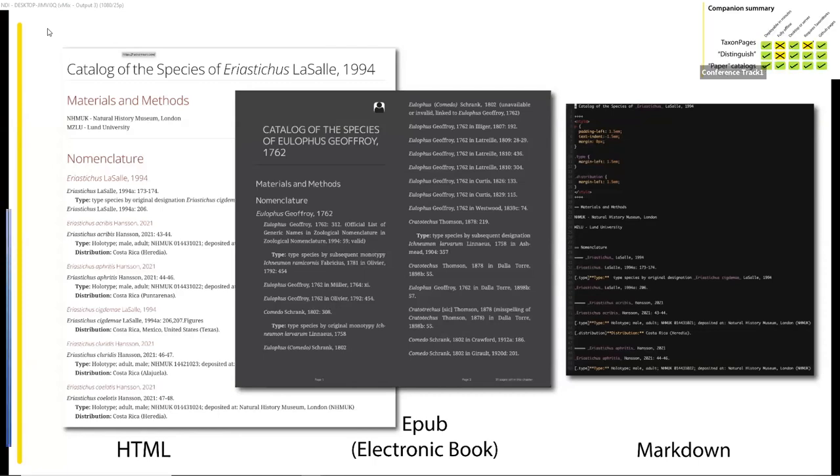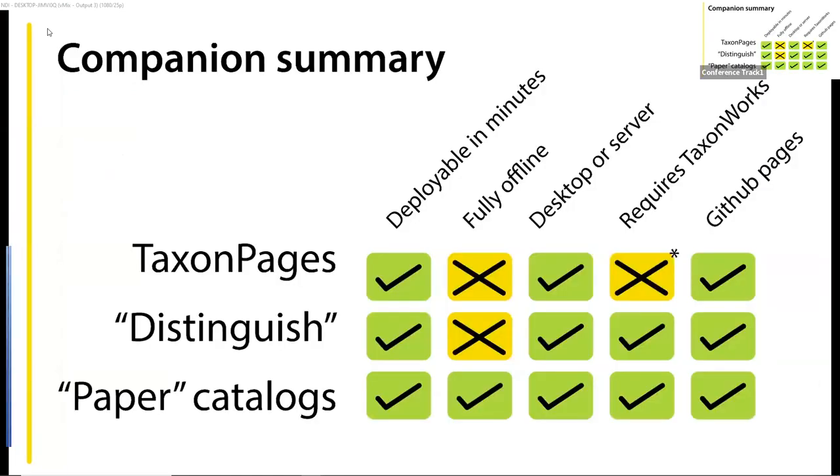So in a summary of all of those features, all of these things are literally deployable in minutes now. We've worked with students, we've done it in workshops where we've shown examples of deploying these websites. Most of them, one of them can be done offline. We recognize that we want to make all of them offline. You can run these on your desktop. They don't have to be on a server. So you just click and open the app on your single HTML page and it will serve it on your desktop, which is very nice for exploring and sharing data and sharing views onto your data with your colleagues and coworkers. They all now at present require TaxonWorks, but we are developing Taxon Pages to be workbench agnostic. And they all serve on GitHub Pages if you want to use that format.